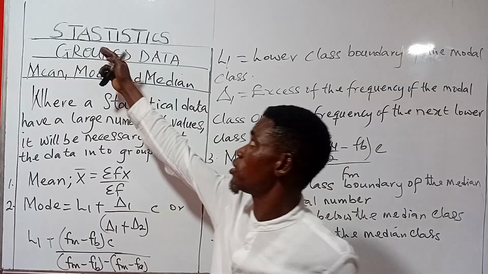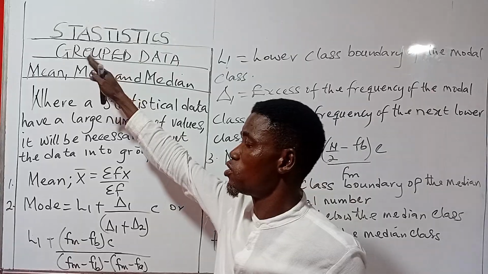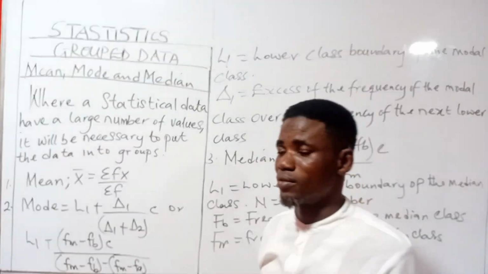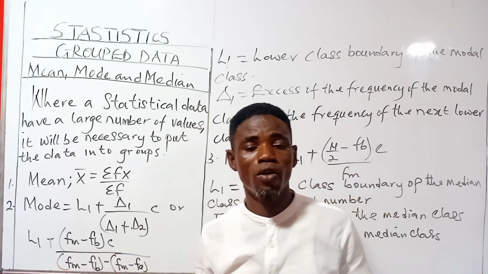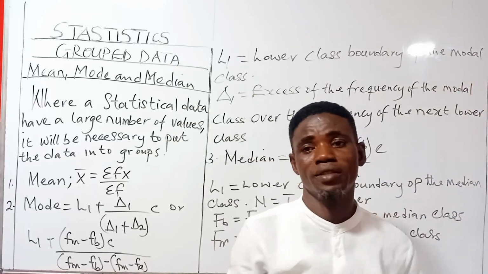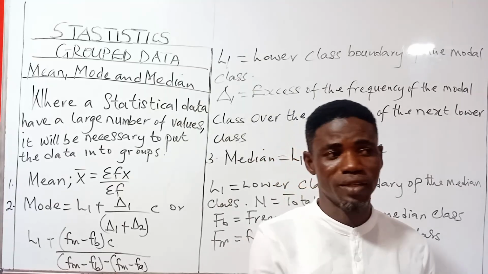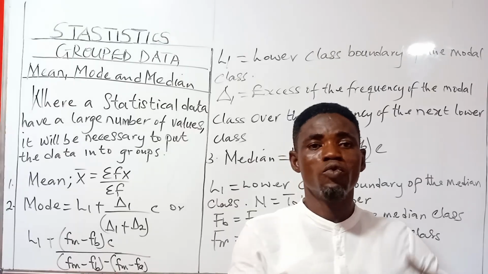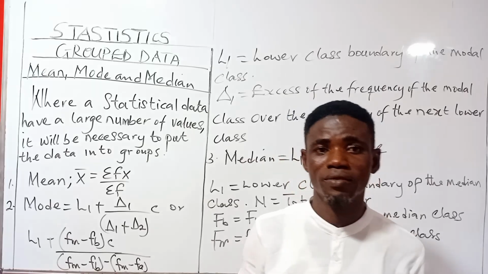So we are still under statistics, and what we are going to look at is group data. If you check my page, you will discover that I have done one on group data. Let me repeat again: when do we use group data, or which data do we consider as group data? Are you getting it?